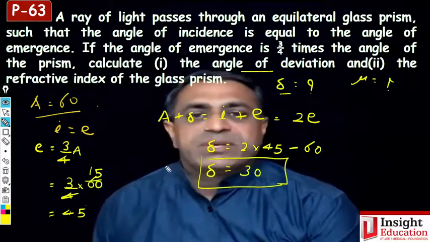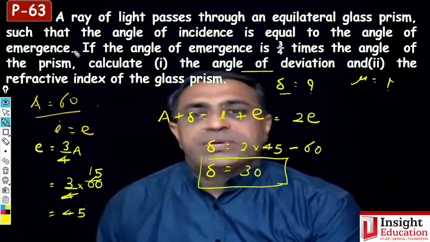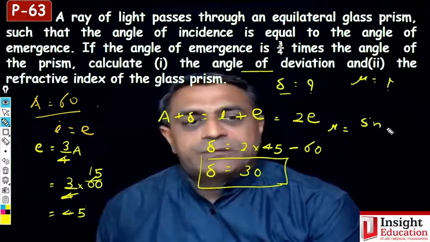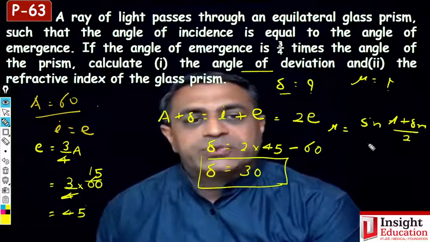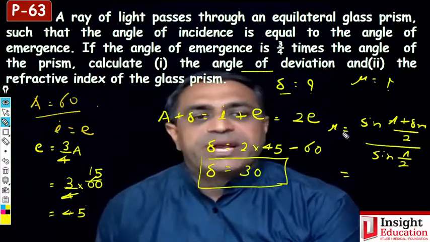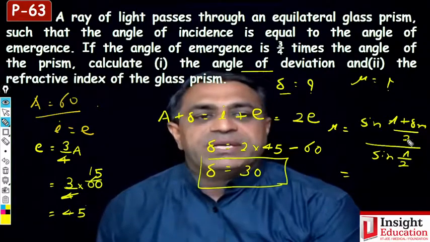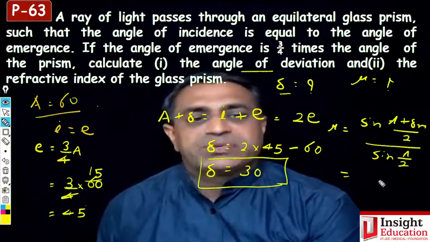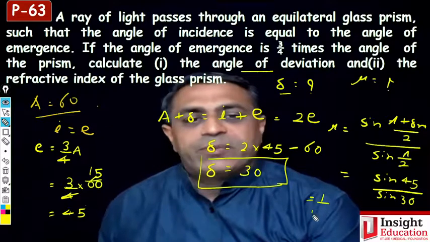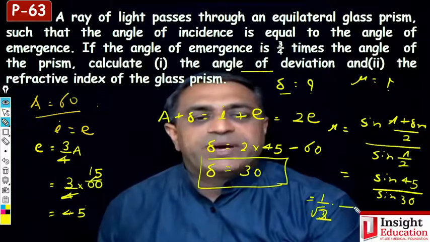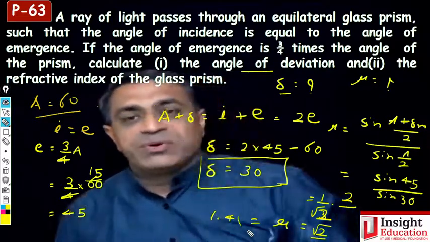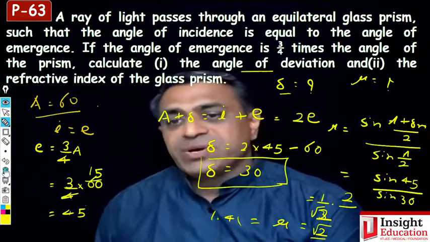Now the refractive index mu. Here I is equal to E, so that is for minimum deviation. You can write the equation mu is equal to sine of A plus delta m by 2 upon sine A by 2. Now A is equal to 60 and delta is equal to 30. So 60 plus 30 by 2, sine 45, divided by sine A by 2, sine 30. Sine 45 is 1 upon root 2, sine 30 is 1 by 2. So 2 upon root 2, the answer is root 2. So mu is equal to root 2, that is 1.4. By using the equation, you can easily solve any example.